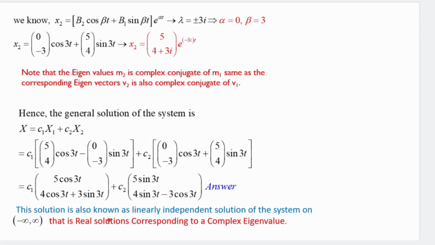But sometimes when the question asks you to find the real solution for the given system, in that case we have to write our solution in this form. And in this case we can say that x1 and x2 are linearly independent on minus infinity to infinity. But we can find x2 in an alternative way.